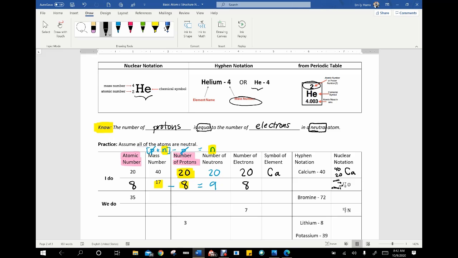Our symbol for the element they already gave us was the letter O, and now we need to do hyphen notation. The element for O is oxygen, and in hyphen notation we only show the mass number, which is 17. So oxygen-17 will be our hyphen notation.